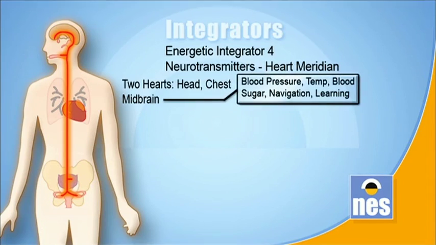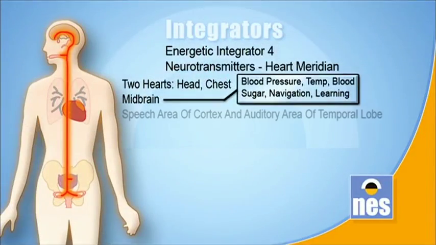Blood pressure, temperature, blood sugar, navigation skills, that is not hitting the door when you walk through it, learning, memory. All of these things are pretty important. They go wrong a lot. So if you're looking at the heart in the chest, we're looking at integrator 2, aren't we? That's the physical heart in the chest. If we're looking at the communication between the heart in the head and the heart in the chest, we're looking at integrator 4. That's the best way I can explain the difference between them.